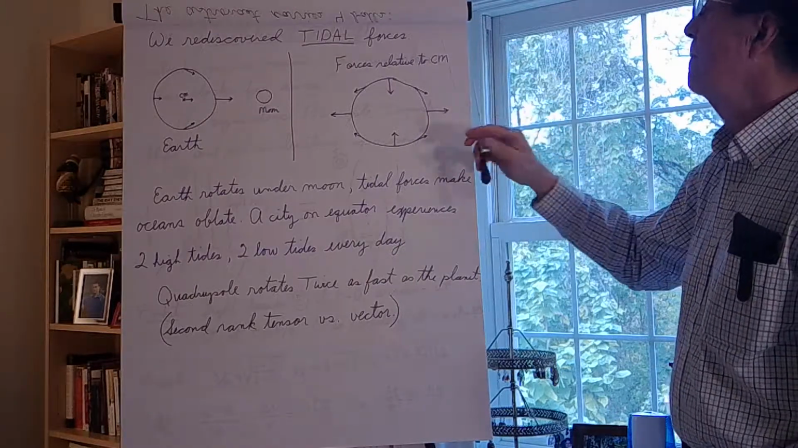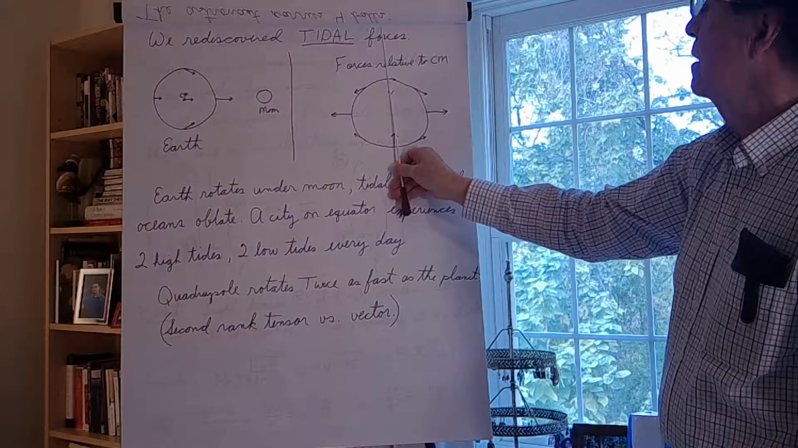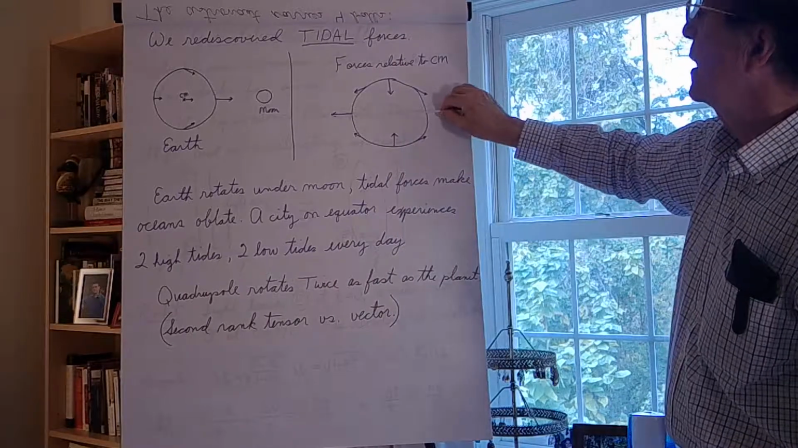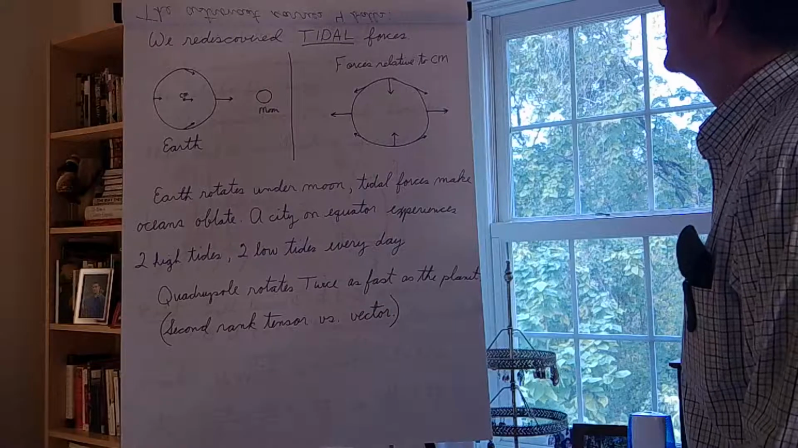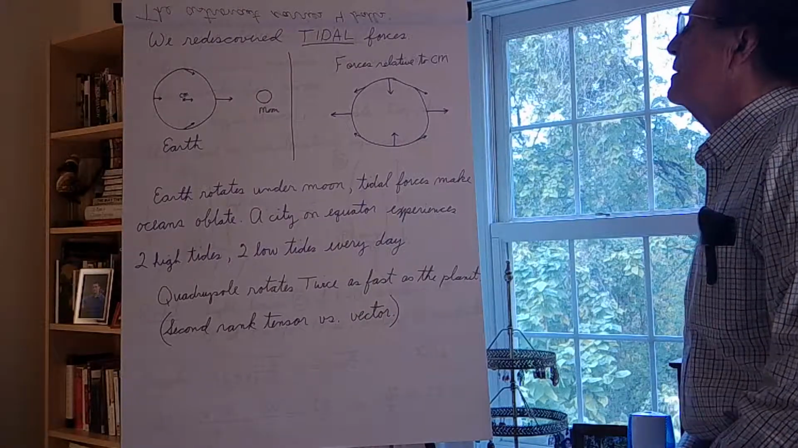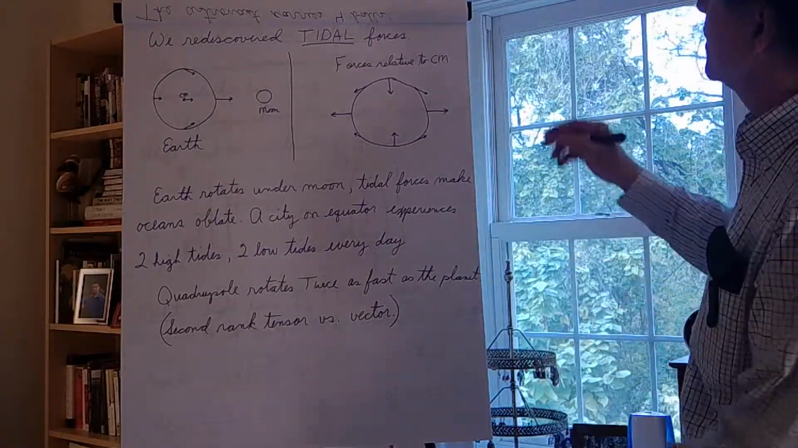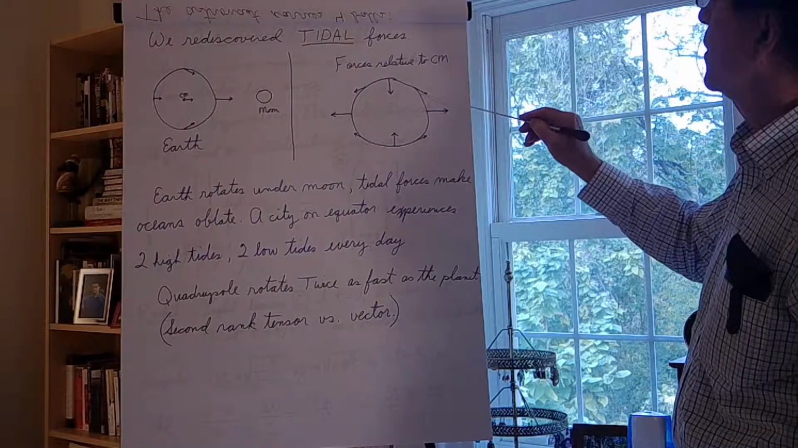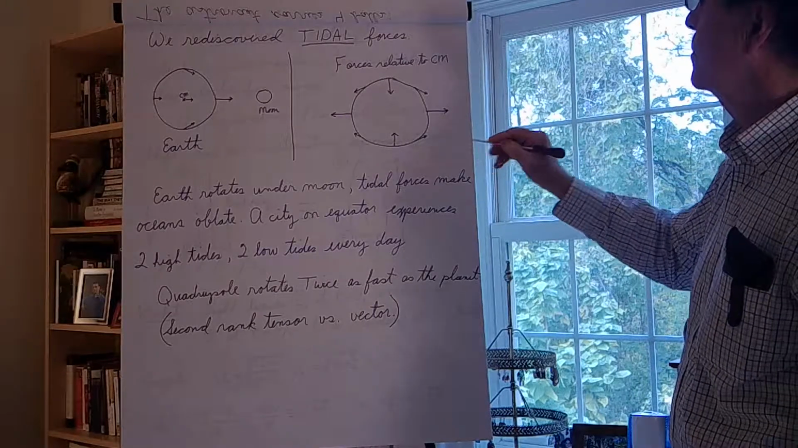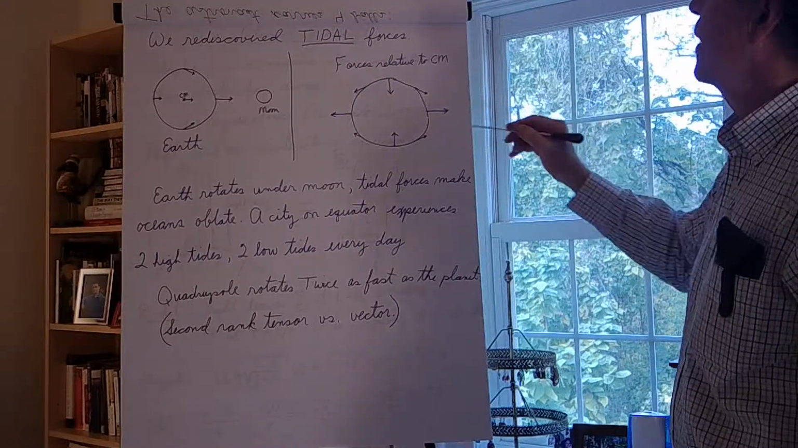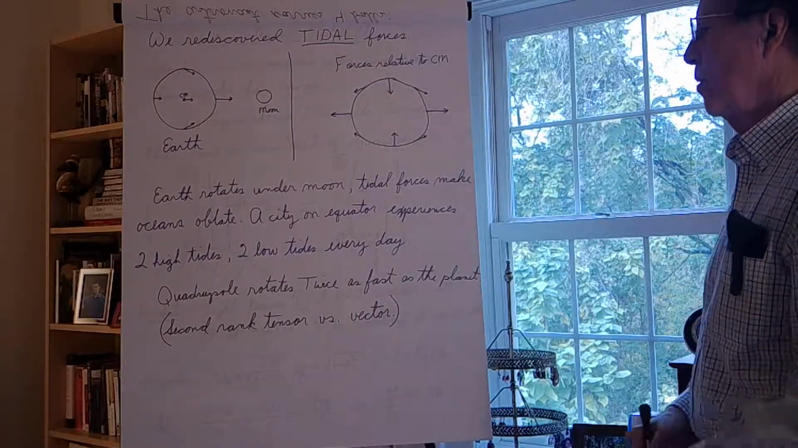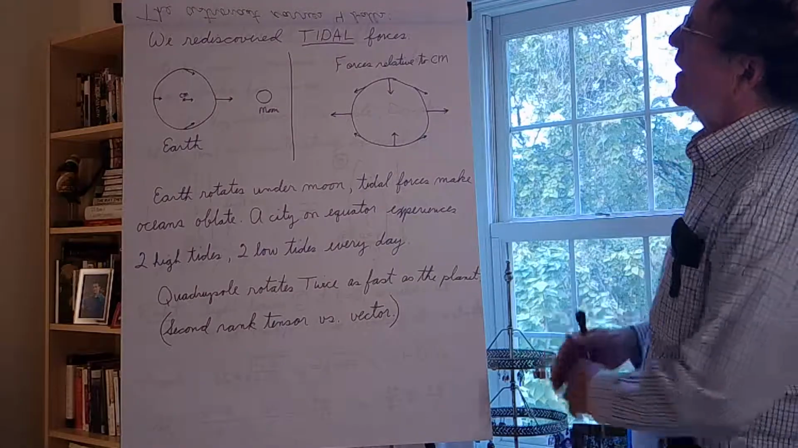It's symmetric across any face. So the quadrupole moment rotates twice as fast as the planet itself. With the planet itself, I could color this point green, this point red, this point blue, this point white, and track its rotations in that way. But I'd see that the quadrupole moment is going around twice as fast.